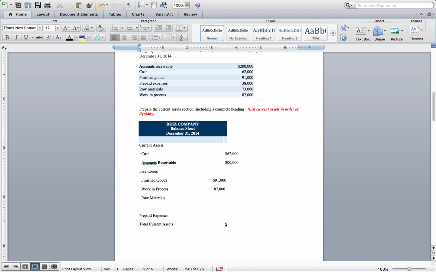Okay, the last one, raw materials. Everything you need to make it, like CPUs, all the chips, the screens. That's $73,000. Again here, what you want to do now is add these 3 up. Okay, add them up, that'll be $251,000. And the last current asset we have is prepaid expenses. That'll be $38,000.